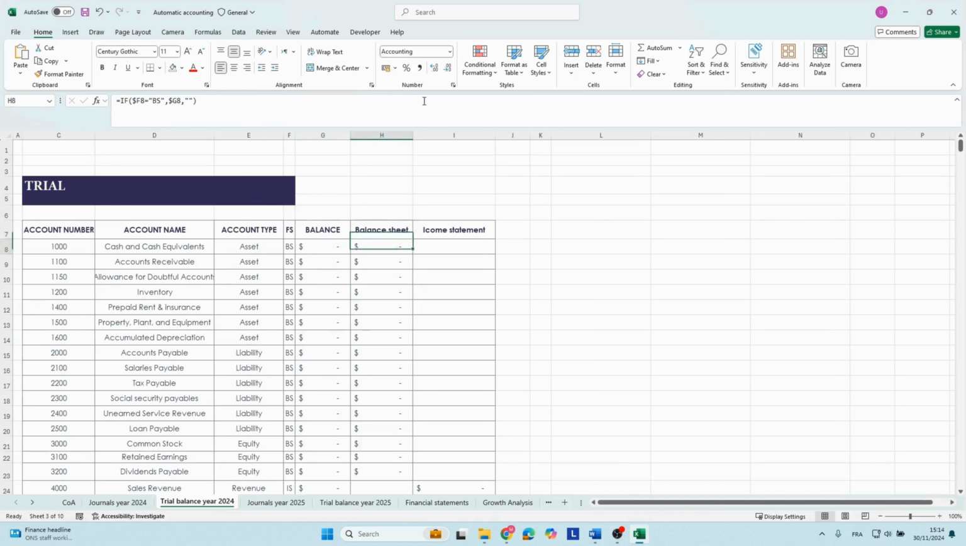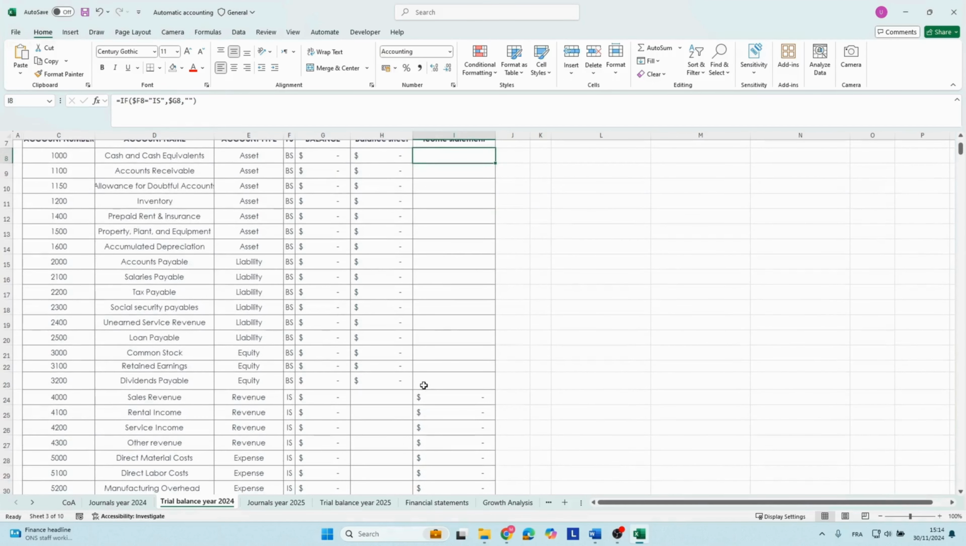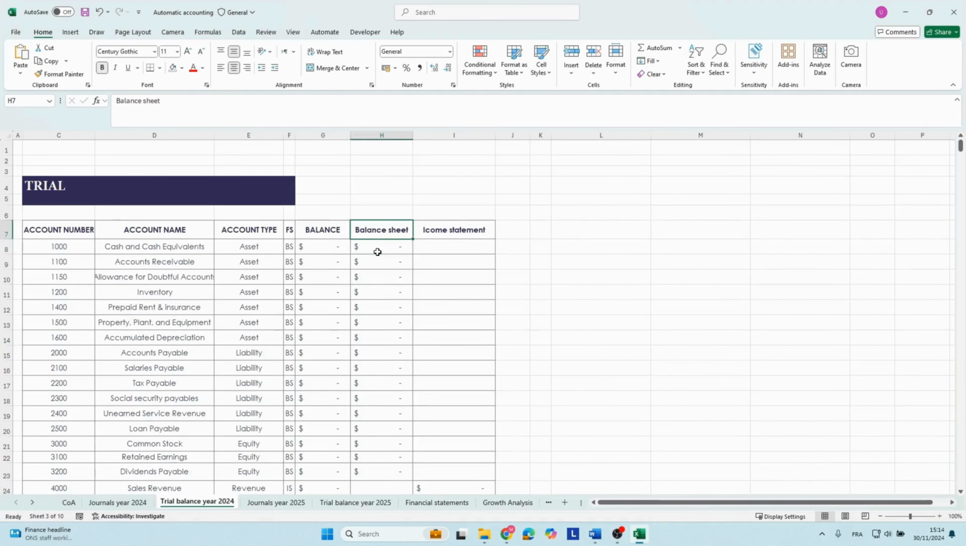Now here we have balance sheet. This is the formula that we have created, you can find this formula in the sheet. We use the IF function. So if the account is balance sheet, the balance will be automatically shown here. The same thing for the income statement: if this is an income statement account, the balance will be shown here. This will help us to figure out, is it a balance sheet account or income statement? But in the financial statement, it's not very necessary because we will link it automatically.